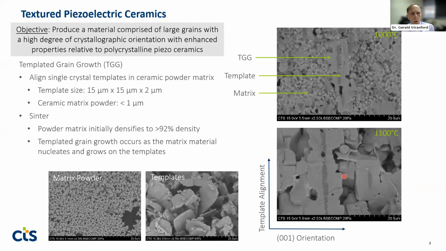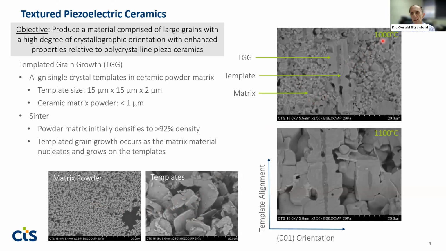Okay, a little bit more information on the texturing process. In the lower left here, we see the matrix powder. This is after it's been milled to approximately 0.7 micrometers average particle size. And then we have the templates here, barium titanate templates, typically on the order of 15 micrometers square by 1 to 2 micrometers thick. And on the right, we're looking at the process partway through.